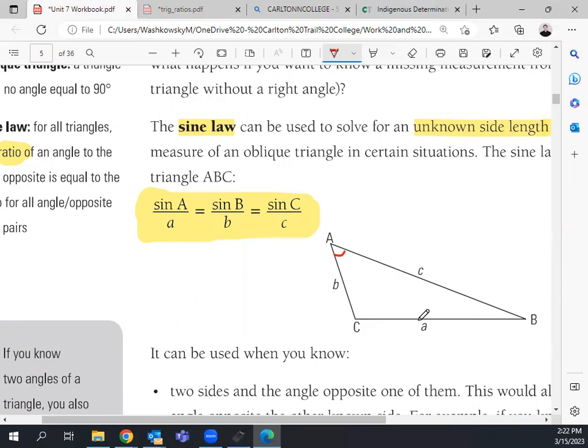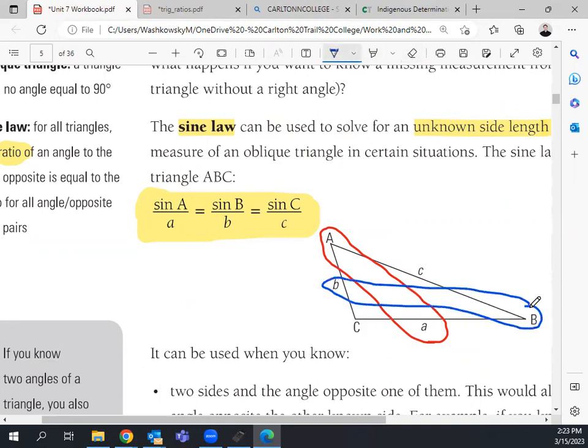If I take angle A and divide it by side A, and you punch that in a calculator, you're going to get the exact same thing as if you did it with angle B. So this red thing here is going to have the exact same ratio as this blue one, which is going to have the same ratio as this green one here. I know that's a little messy.